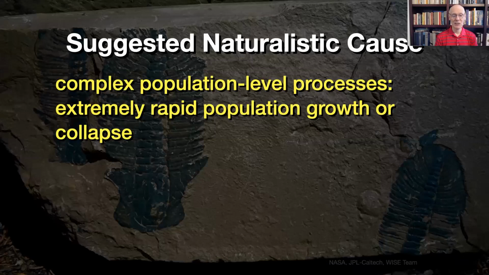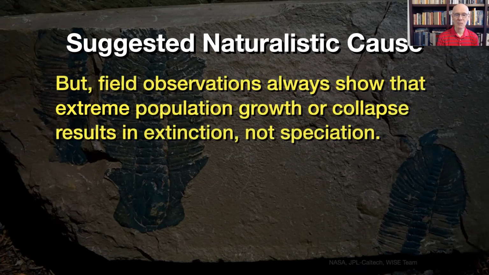It'll be interesting to see what people from a non-Christian perspective say of this. But the problem is, and again, this is not commented on in the paper, they don't mention field observations, but field observations consistently show that extreme population growth or extreme population collapse does not produce morphological change, radical morphological change, the spawning of many new species of life.